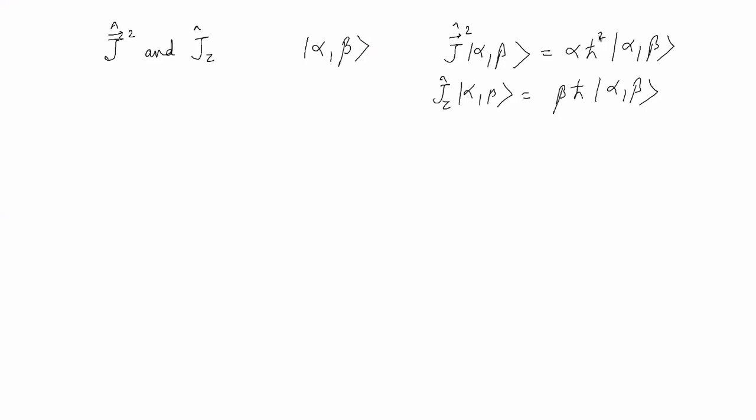Now, the property which these alpha beta joint eigenstates obey is that these are orthogonal and normalized states. That is the other important point which I had told you.